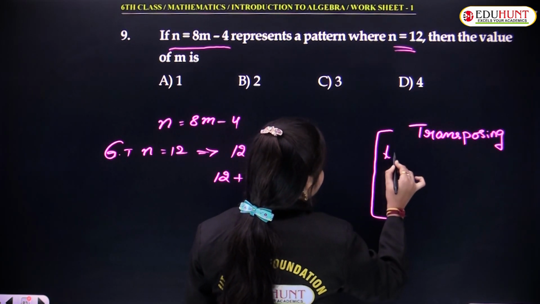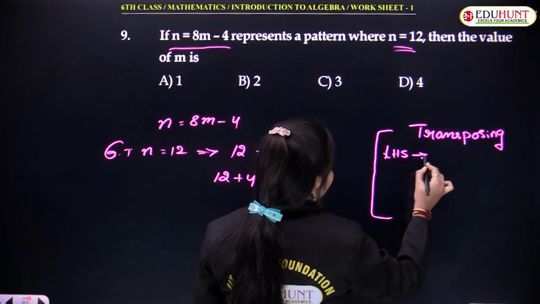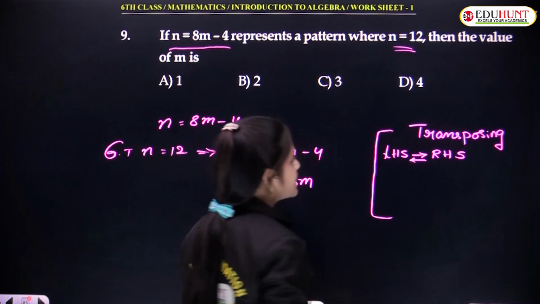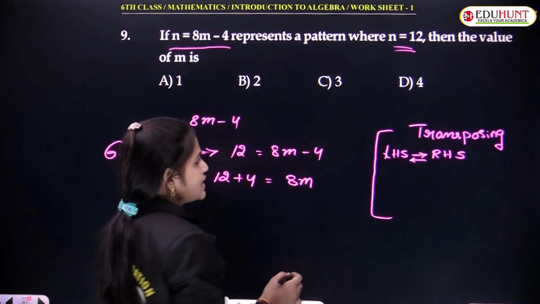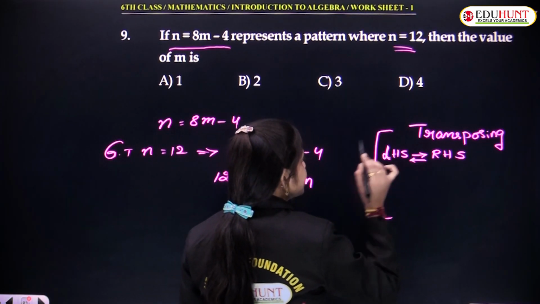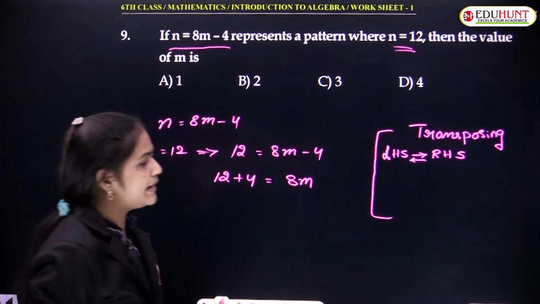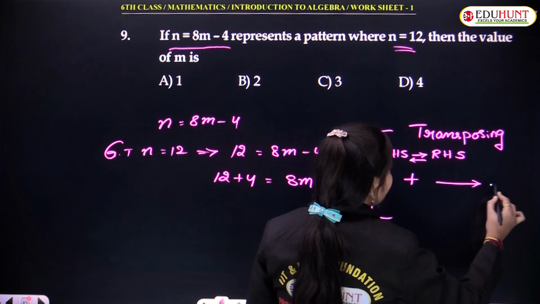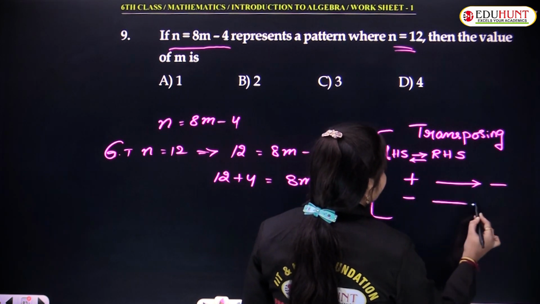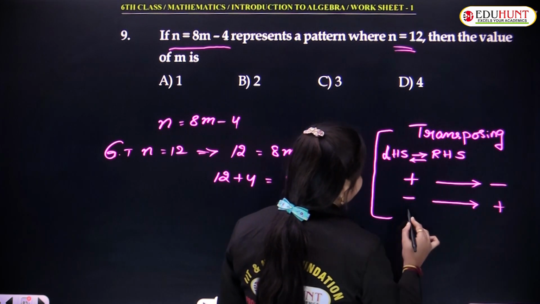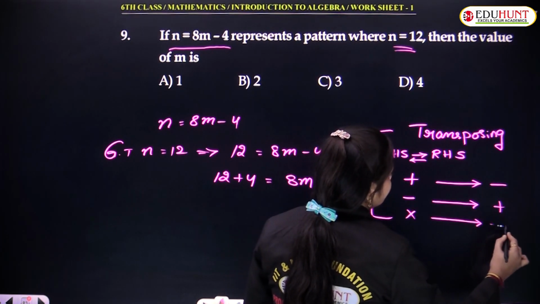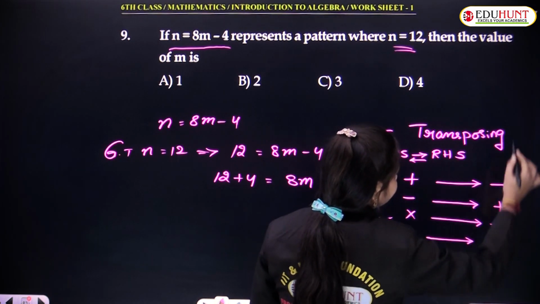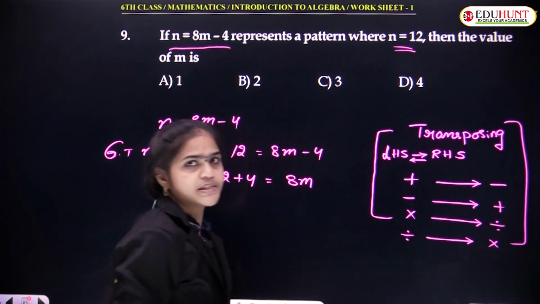LHS to RHS or RHS to LHS, in vice versa condition. Now here plus quantity becomes minus, minus quantity becomes plus, multiplication becomes division, division becomes multiplication. These are the conditions of transposing, no?